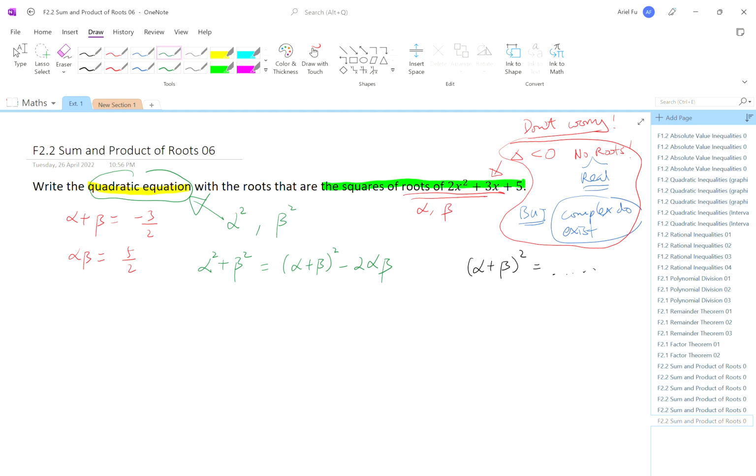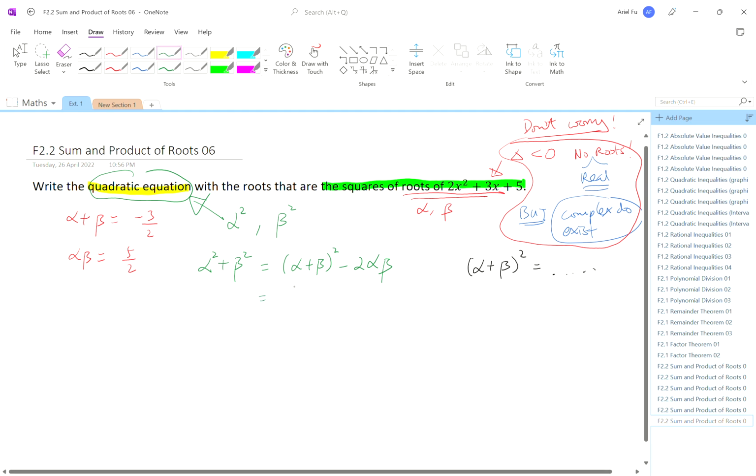Once you've done this, from this point onward it is just a matter of substitution. This is negative 3 over 2 to the power of 2, take away 2 times alpha beta, which is 5 on 2, which gives you 9 on 4, take away 5. That gives you 2 and a quarter, minus 5, which gives you negative 2 and 3/4. So that is alpha squared plus beta squared, which is also negative b on a for the quadratic I want.